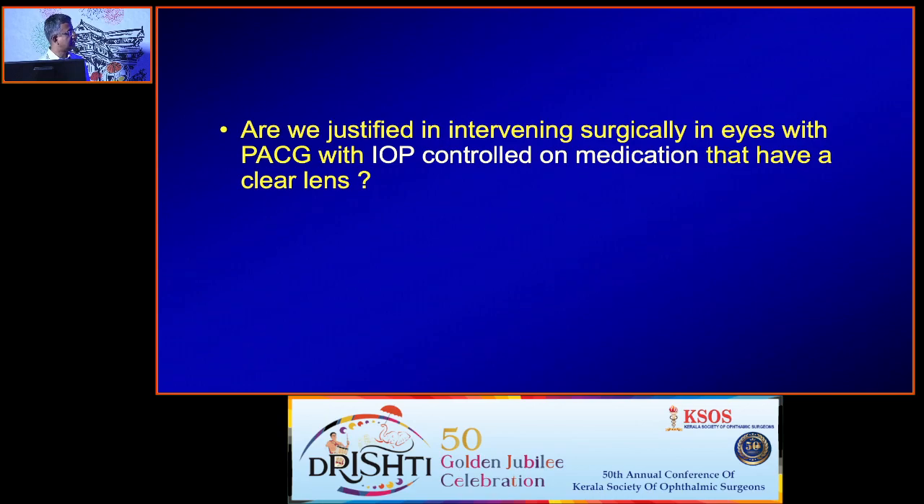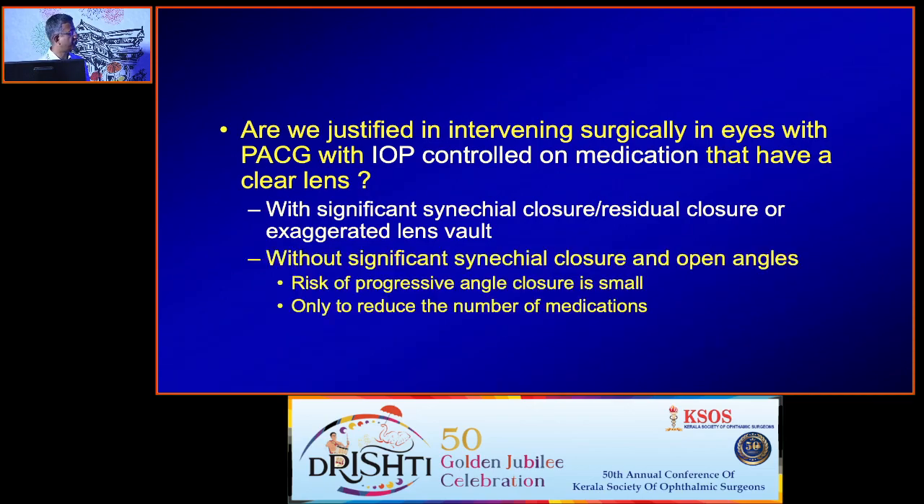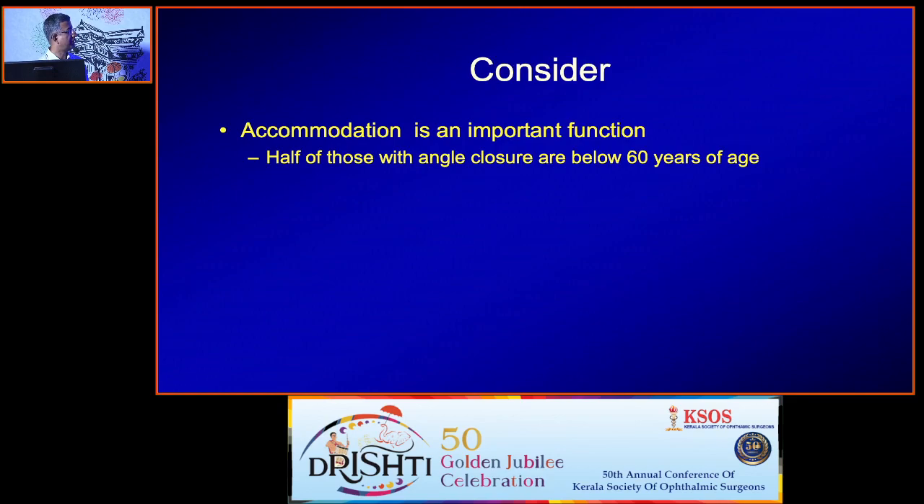So are we justified in intervening surgically in eyes with PACG with IOP controlled on medication that have a clear lens? At this point in time, there is no justification for us to do it. We should continue to do what we are doing, except in eyes with a very exaggerated lens vault. And even there, I would consider doing a YAG-PI before I do anything else. So without significant synechial closure and with open angles, the risk of progressive angle closure is very small. And the only advantage that you might have is to potentially reduce the number of medications.